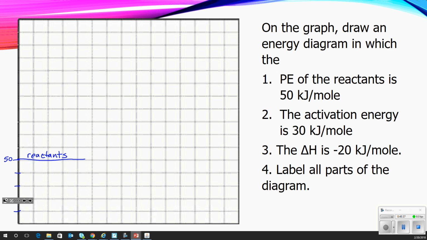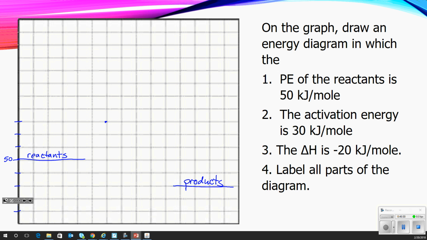The activation energy is 30. So I'm going to come up 30, 1, 2, 3, and just put a dot over a little bit, because I know that's where I'm going to go up to. The delta H is negative 20. That means from the reactants, I'm going to go down 20. So 1, 2, and I'm going to come over here, and this is going to be my products.